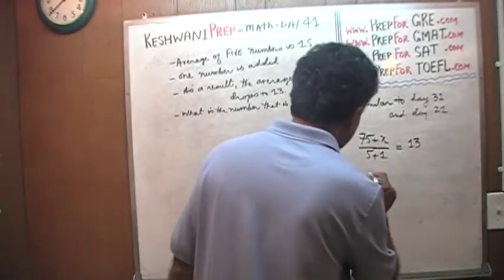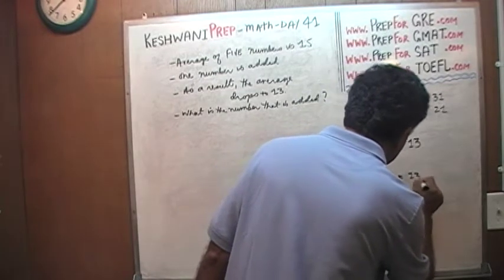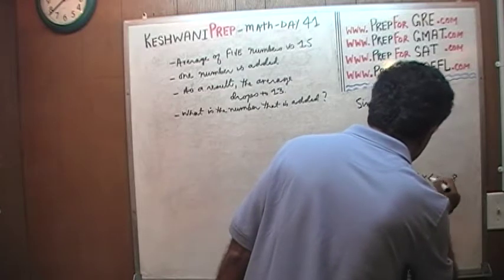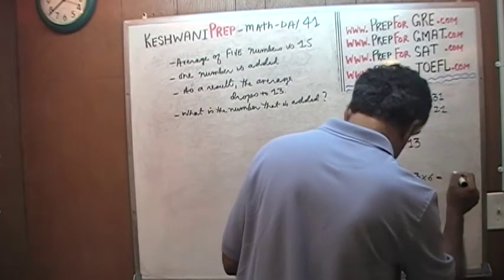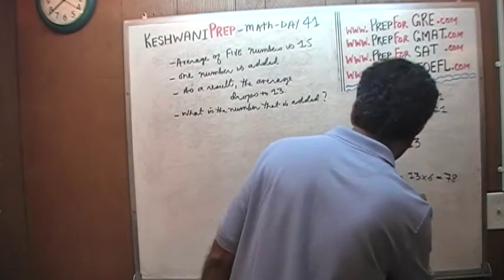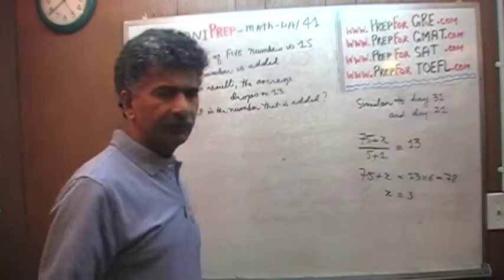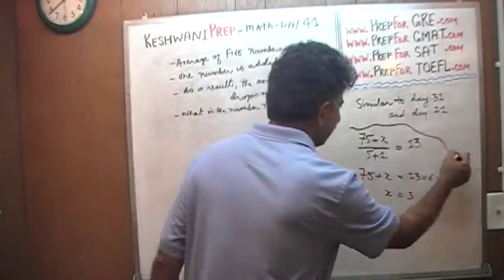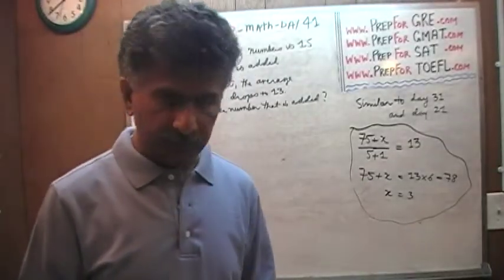Multiply both sides by 6 and you get 75 plus x equals 13 times 6. 13 times 6 is 18, 8 to carry 1, 6 and 7. Yes, 78. So therefore, x must be 3. And that's all. There's nothing to it. This is one way of doing the problem, the classical way. There is nothing wrong with it.